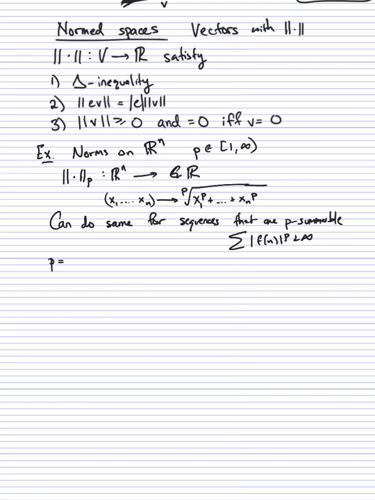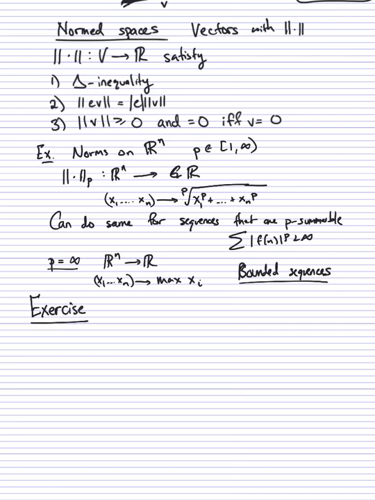You can also set p equal to infinity, which means that you take Rn to R, take (x1, ..., xn), and send it to the maximum, the max of the |xi|'s. There's a similar thing that you can do for sequences. This also works for what's called bounded sequences. I'm just going to leave this as an exercise. I realize I haven't left many things as exercises before.